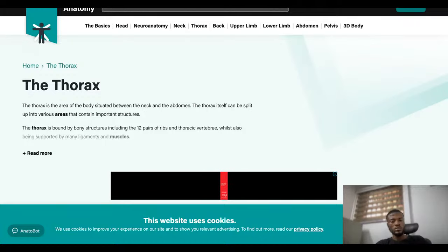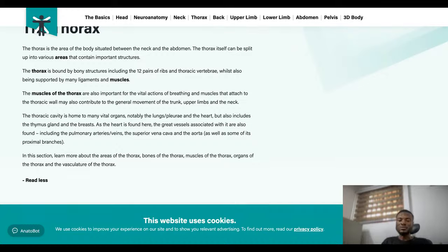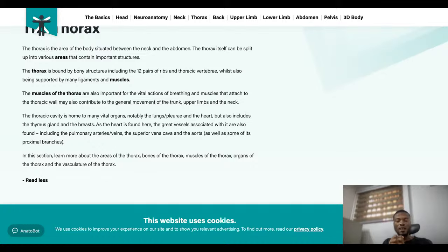Okay. So the muscles of the thorax are also important for the vital organs. Yes, we have breathing. We have the intercostal muscles. They aid in breathing, and a lot of others. The thoracic cavity is home to many vital organs, and these are the vital organs that we mostly look at. We are looking at the heart, the two lungs, the great vessels, the diaphragm, the trachea, the bronchi, and the alveoli.